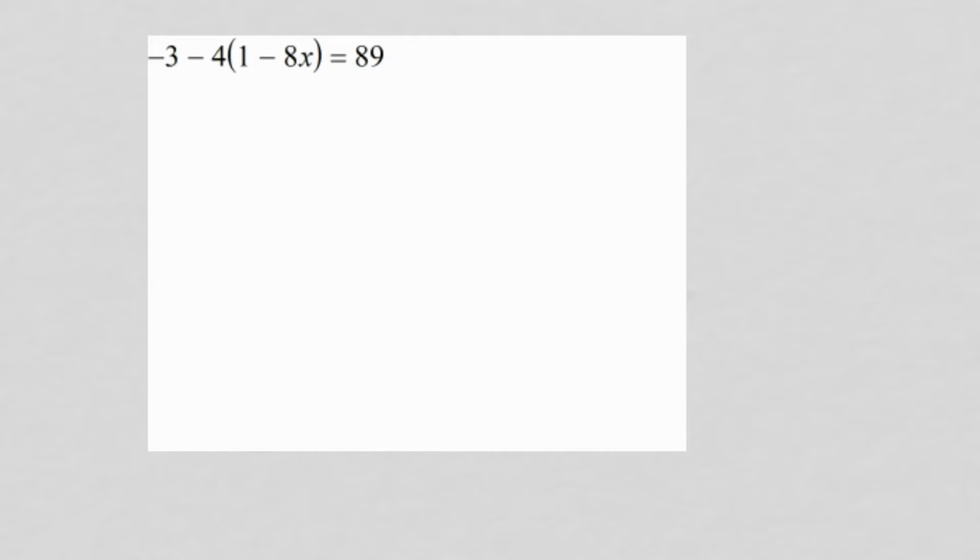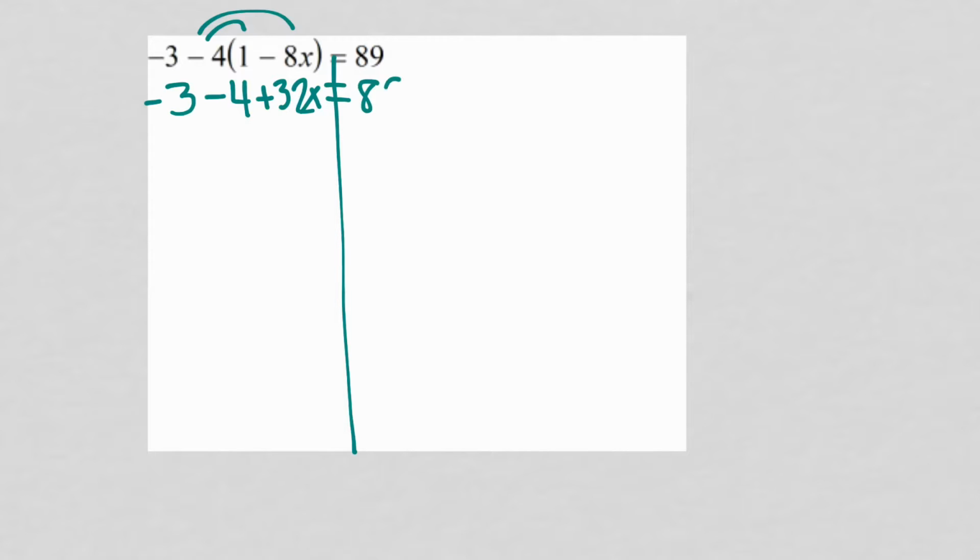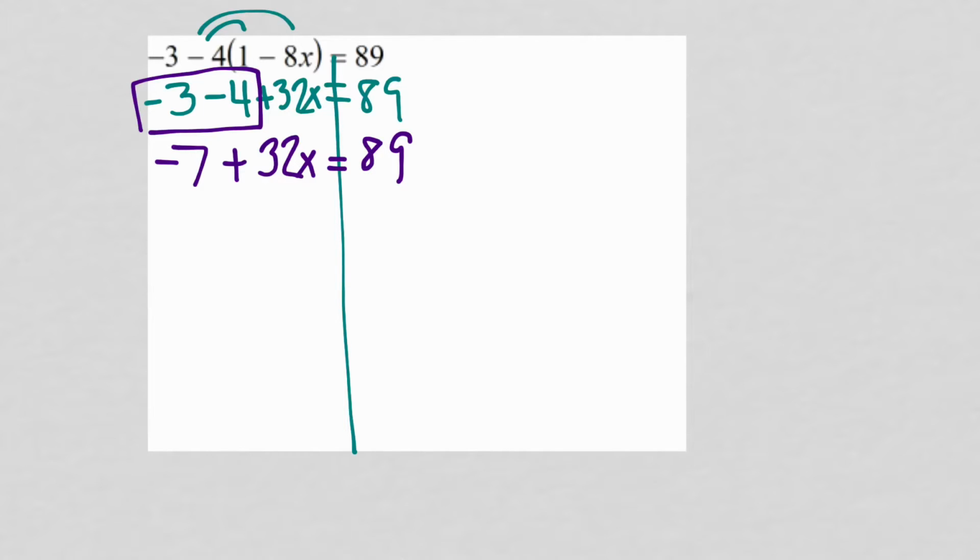Alright, number 4. We're going to start moving a little quicker because I don't want to run out of time. So I'm going to go ahead and drop my line here. I'm going to start with my distributive property. So negative 4 times 1 is negative 4. Negative 4 times negative 8 is a positive 32x. I'm going to bring down my negative 3 over here, and all that's going to equal 89. I need to combine like terms. I notice these two things right here can smoosh together. Neither one of them have a variable. So negative 3 minus 4 is negative 7. I don't have anything to combine with my 32x. And I don't have anything to combine with my 89, so they get brought down.